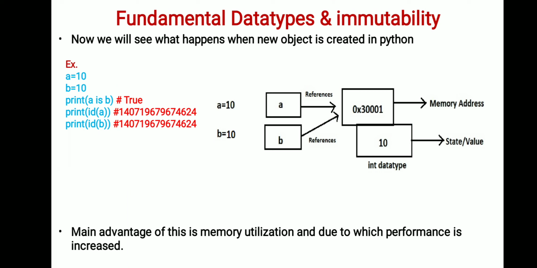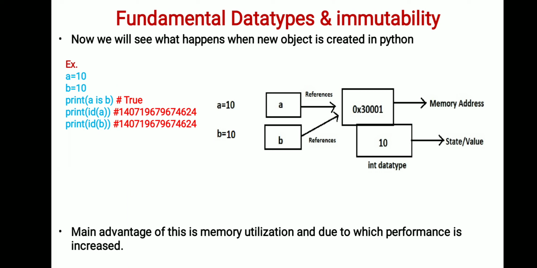Now we'll see what happens when a new object is created in Python. In Python, if a new object is created, then it will not be created directly. First, the Python virtual machine will check whether an object with the required value is present or not. If an object with the required value is present, then the existing object is used, and otherwise a new object will be created. Now see the diagram and also the example. I will explain the diagram and example side by side.